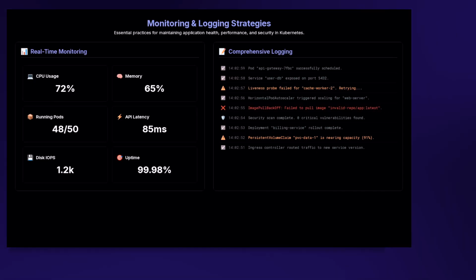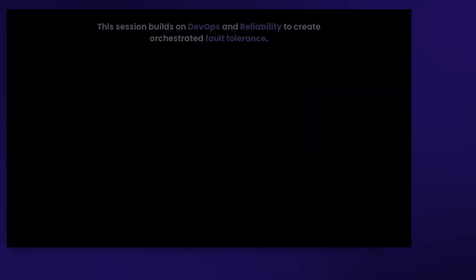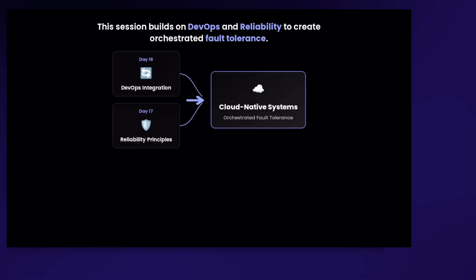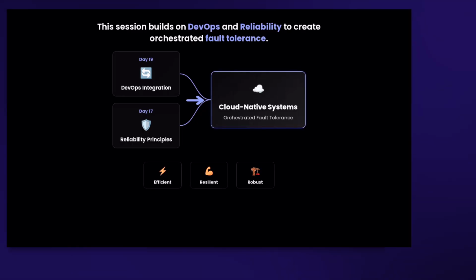These practices are essential for maintaining the health, performance, and security of your applications, enabling proactive issue detection and rapid troubleshooting in complex distributed systems. This session seamlessly builds on Day 19's discussion of DevOps integration, incorporating principles from Day 17's focus on reliability, to achieve orchestrated fault tolerance within our cloud-native systems.